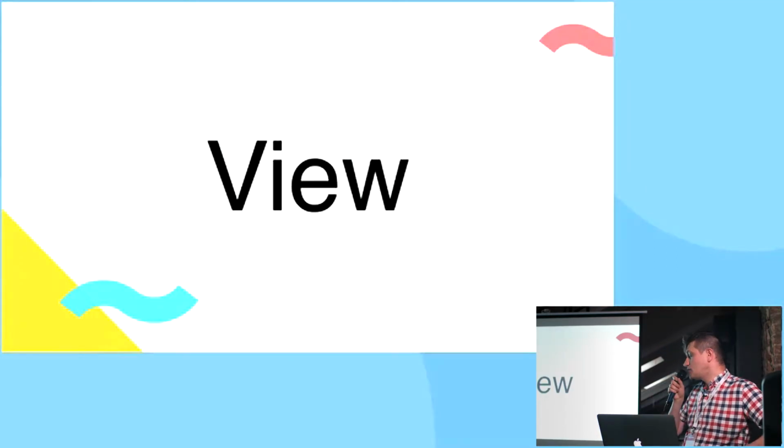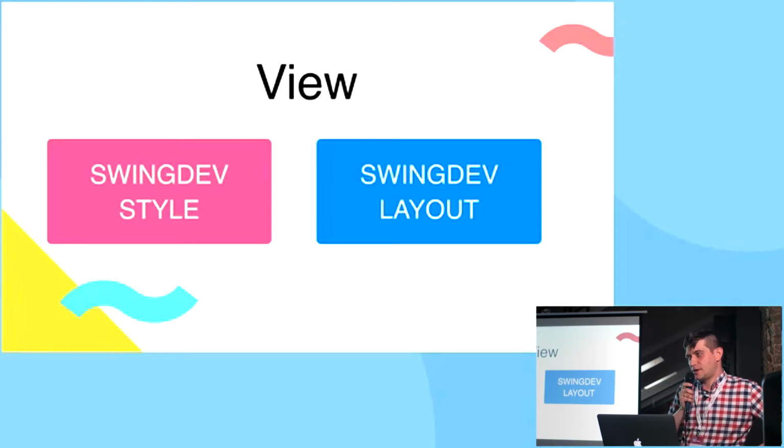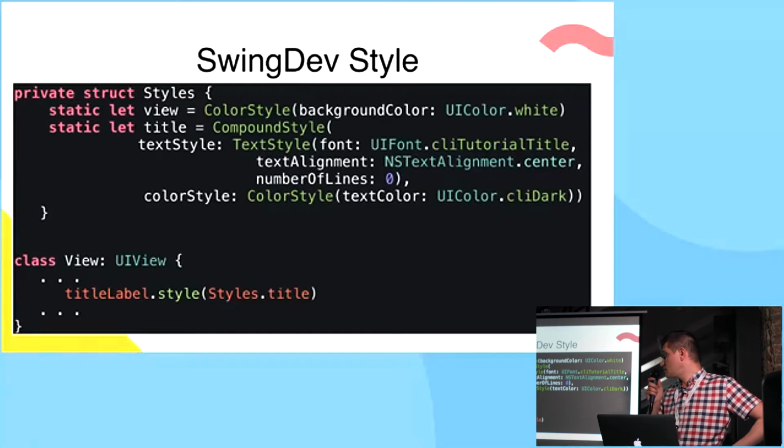And now, I wanted to tell you about how we build view layout and appearance in our application. For this, we use our own solutions called SwingDev Style and SwingDev Layout. This is something not published yet by us, but we have such a plan. So if you're interested in this, just let us know, and we will give you a sign when it is ready. So, what is SwingDev Style?